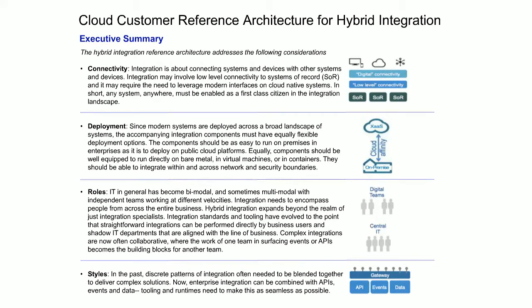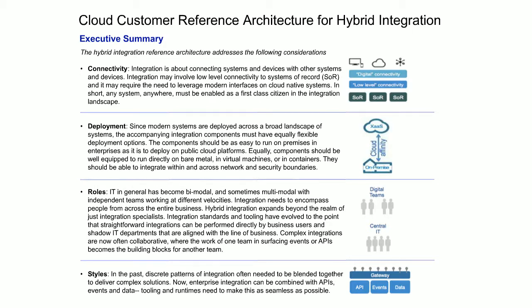This reference architecture addresses four important considerations. The first one is around connectivity. Integration is about connecting devices and systems. This may be low-level connectivity to systems of record or digital connectivity in the cloud. In both cases, any system anywhere needs to be enabled as a first-class citizen in the integration landscape.